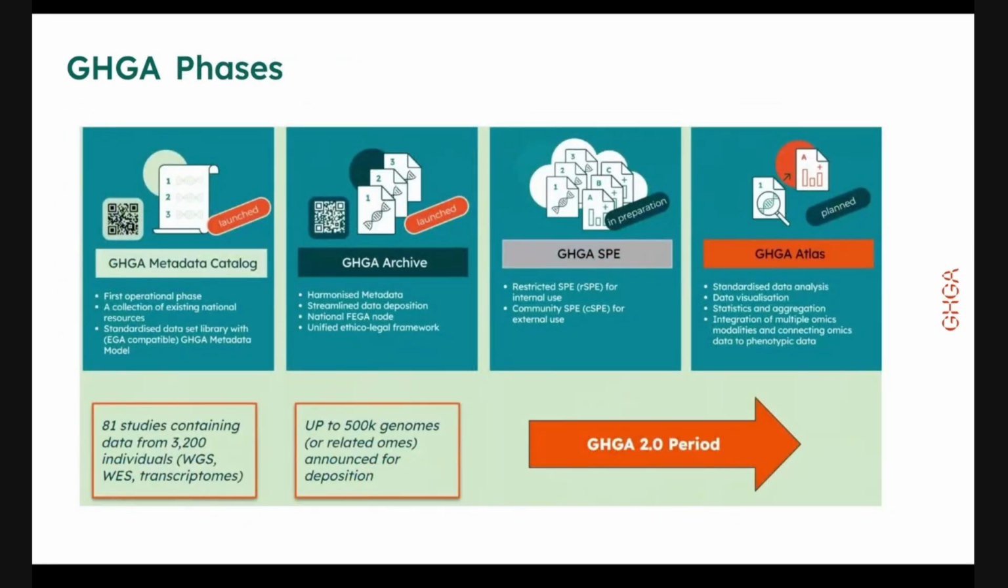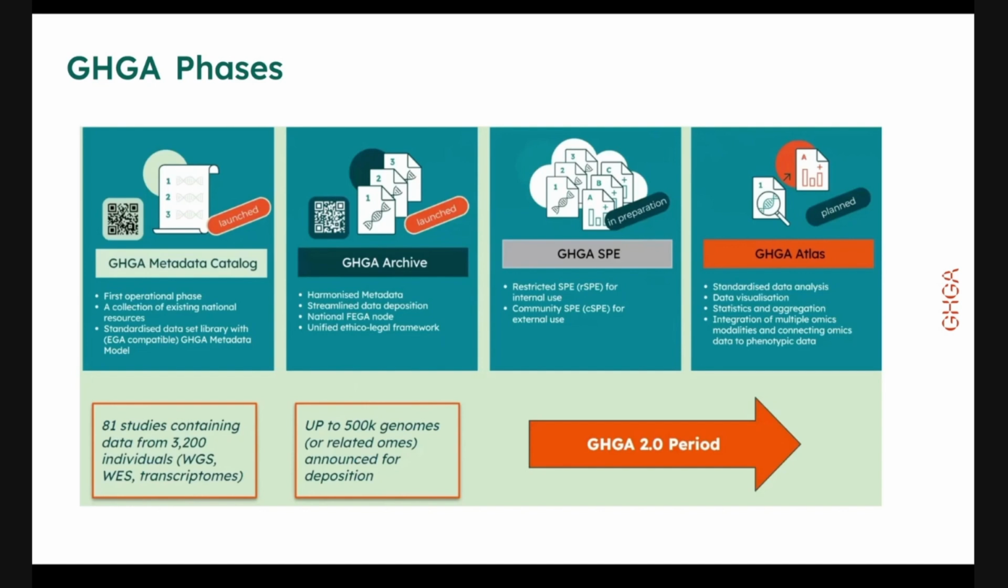The project basically functions in 4 phases. We have already launched the first and the second phase, which is the metadata catalog phase and the archival phase. The first catalog phase was the first operational phase of the project, where we were basically trying to collect the existing resources that we had from the genomics community. We were just trying to set up a library which is compatible with the EGA, because we are the federated node of EGA, the European Genome Archive, and therefore we had to be in line with their infrastructure.